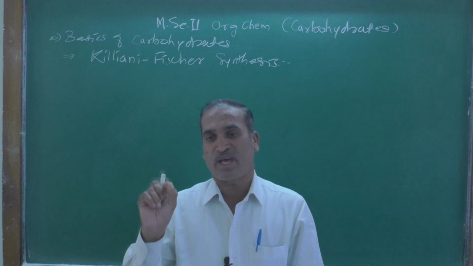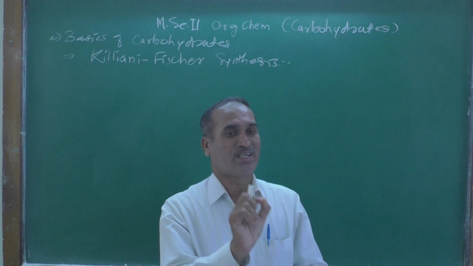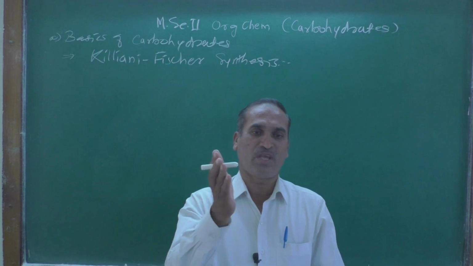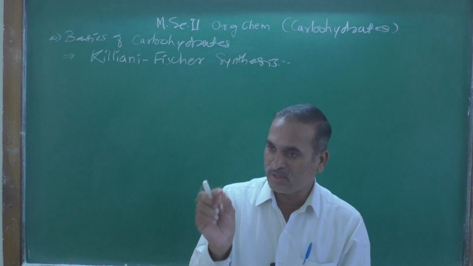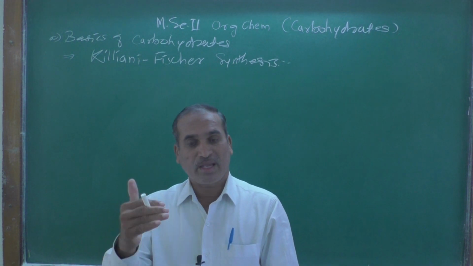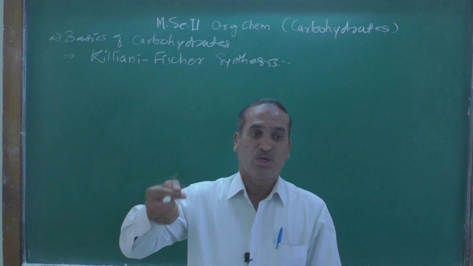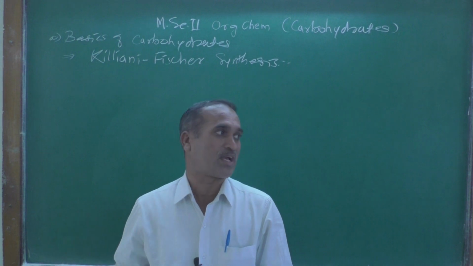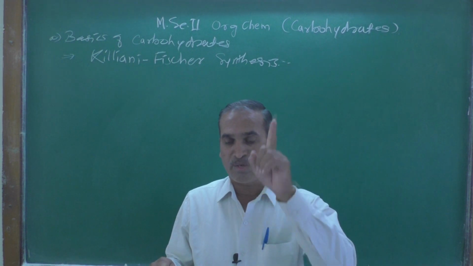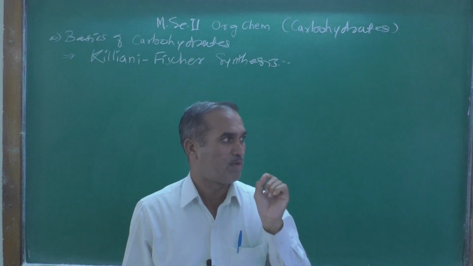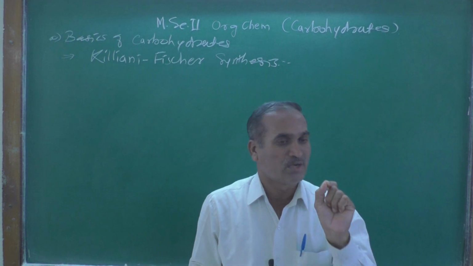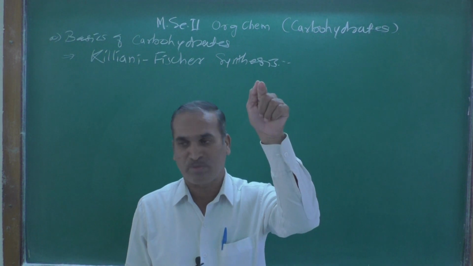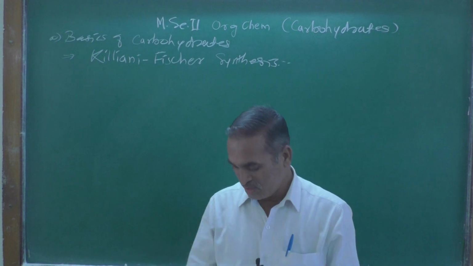Then you can assign it as D and L. D means the OH group is on the right hand side, and L configuration means the OH group is on the left hand side. That L and D again depends upon the lowest chiral carbon atom, the lowest asymmetric carbon atom. Starting from the top, carbon number 1 is always the carbon which is the most oxidizable, so from top to bottom you have to give the numbers like this.